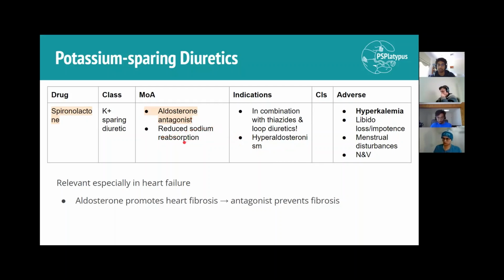It has reduced sodium reabsorption, which will eventually lead to hyponatremia, which I haven't mentioned, but that's also another adverse effect. One more thing, we talked about heart fibrosis earlier. Aldosterone can promote heart fibrosis. So by antagonizing that, you prevent heart fibrosis. This makes it more relevant in heart failure because of that.